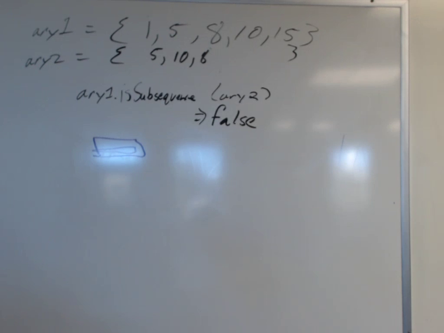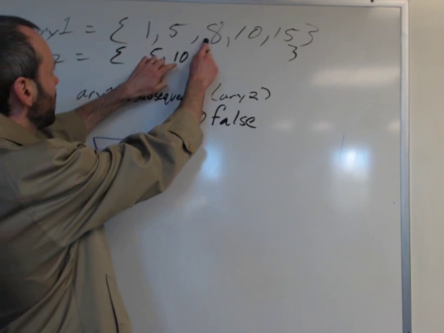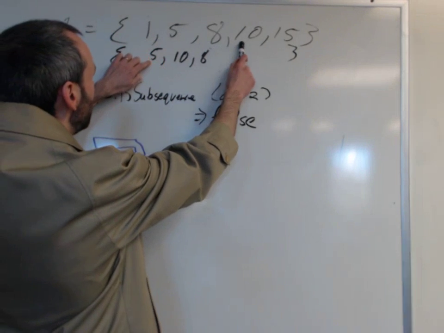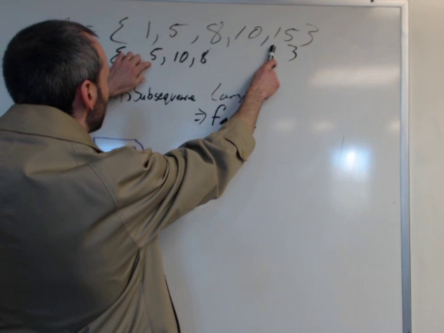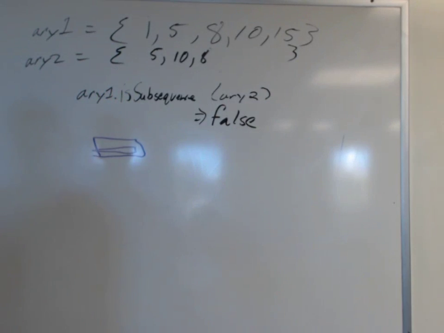If we were doing this by hand, you go like, all right, is 1 equal to 5? No. Oh, 5 equals 5. Great. Is the next number 8 and 10 equal? No. All right, let's restart. 5, 10? No. 15, 5? No. Oh, we're at the end. It's not equal. It's not a subsequence. That's how you would do it if you were just looking at it by hand. So you just need to code that. So it's not hard.